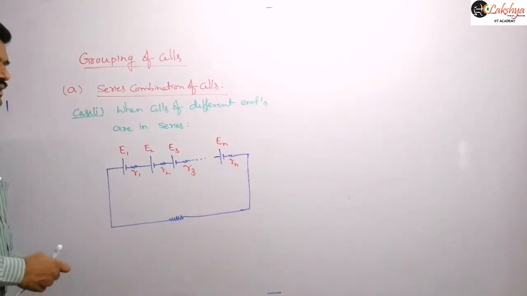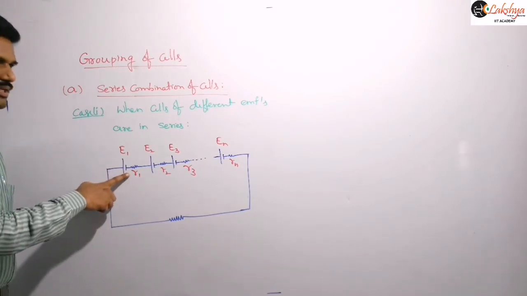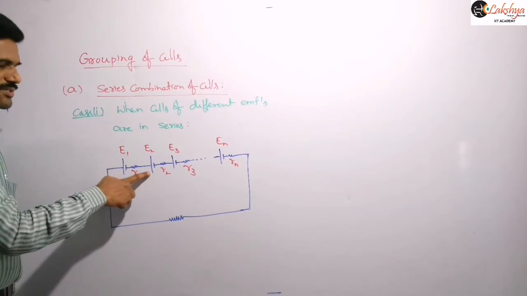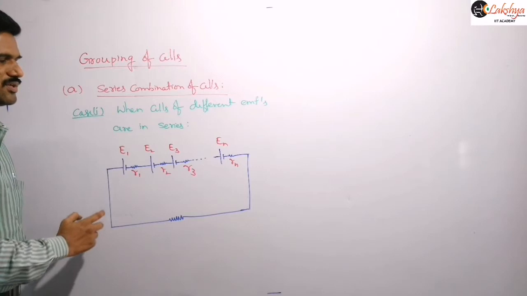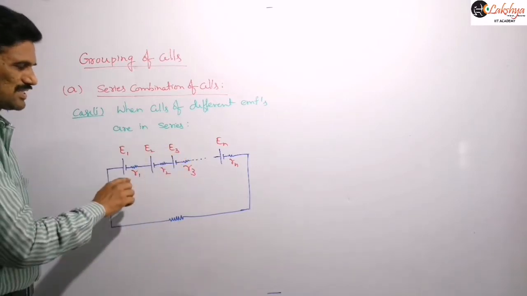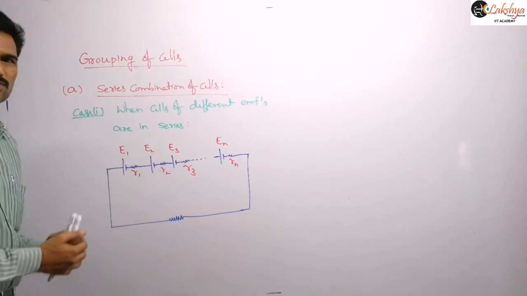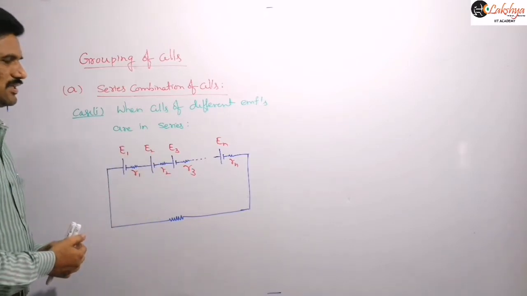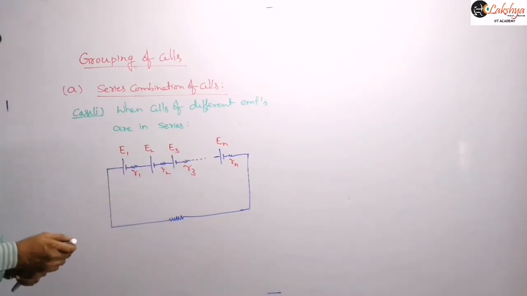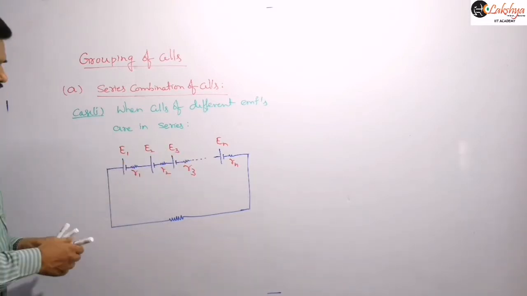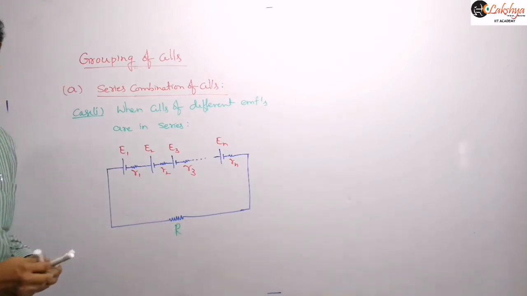So when the cells are connected like this, the negative terminal of the first cell is connected to the positive terminal of the next cell, and the negative terminal of the second cell is connected to the positive terminal of the next cell, and so on. If the cells are connected like this, the negative of one cell to the positive of the next cell, then such a combination is nothing but our series combination here. Now such a series combination is connected to this external resistance R. So this is external resistance R.